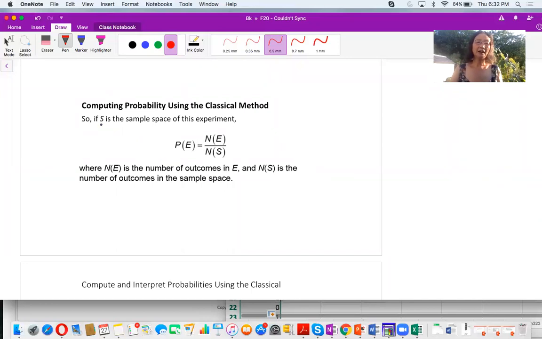So if S represents the sample space, and NE represents the number of outcomes of event E, and NS represents the number of outcomes in the sample space, then the probability of E equals NE divided by NS. It is the same as the previous formula, M over N.